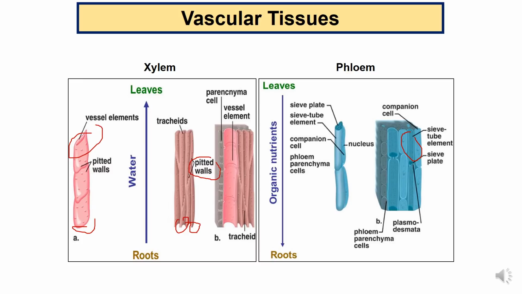The end wall between sieve tube elements is known as a sieve plate. The sieve plates have pores that facilitate the flow of fluid from cell to cell along the sieve tube. And a companion cell is a living cell which is connected to the sieve tube element by numerous plasmodesmata. The presence of a nucleus and ribosomes in the companion cells serves not only the cell itself but also the adjacent sieve tube elements.